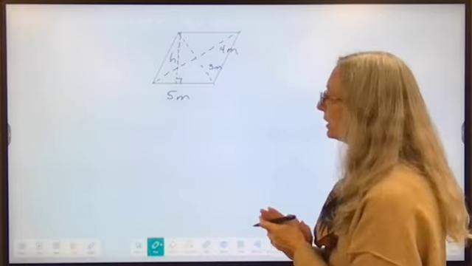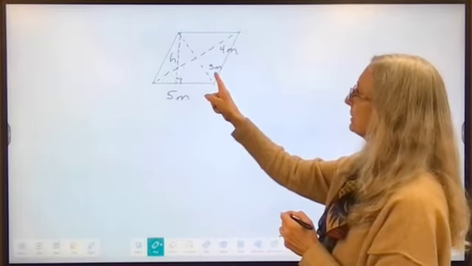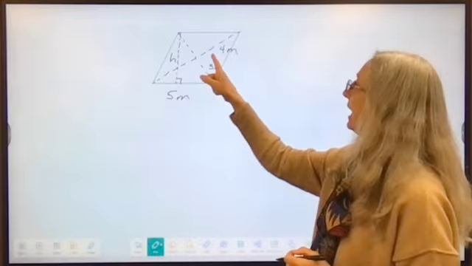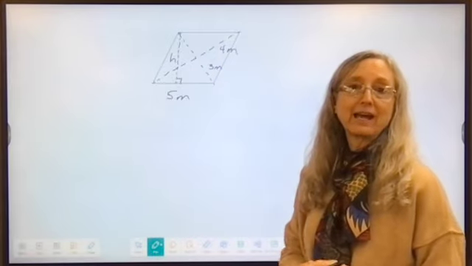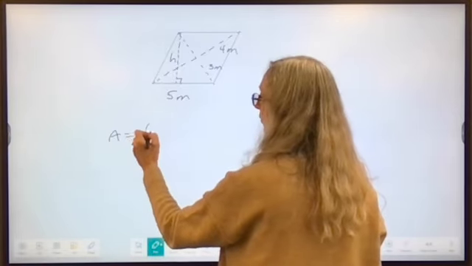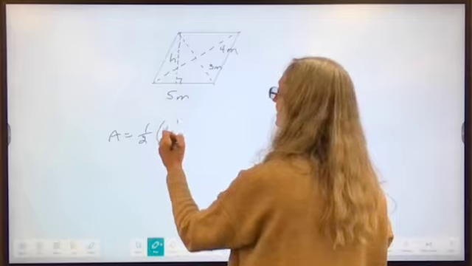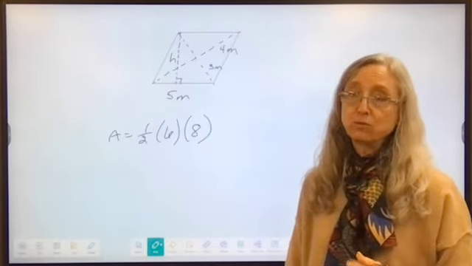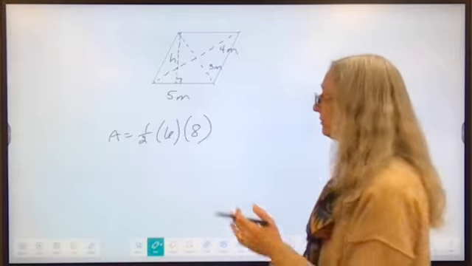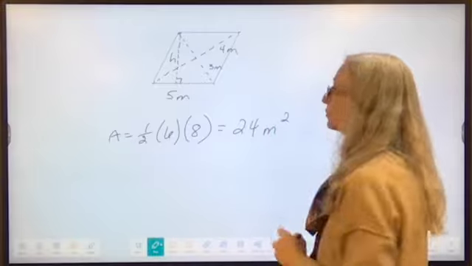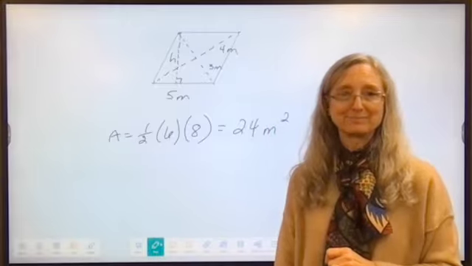So when we use the diagonals, be careful, because this 3 only represents half of this diagonal, and this 4 only represents half of that one. So the area is 1/2 of 6 times 8. All right, 6 times 8 is 48, and half of that is 24. So our area is 24 square meters.